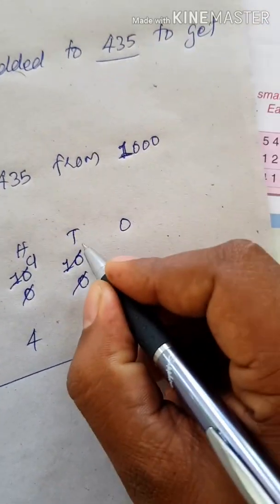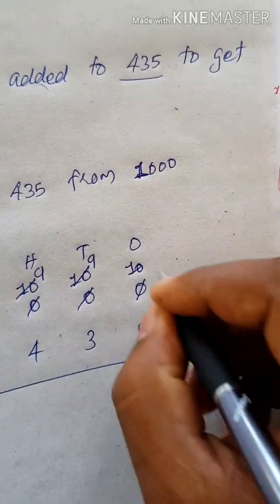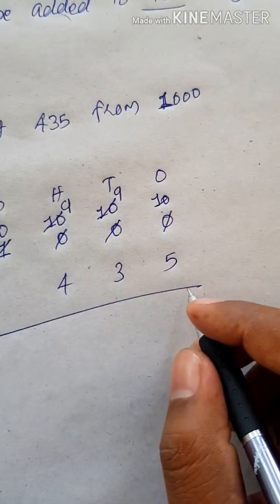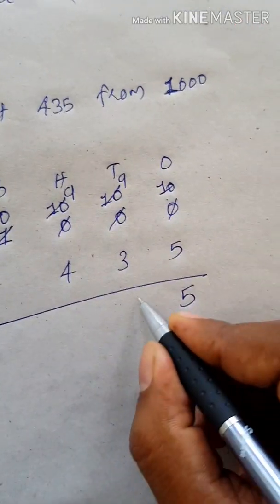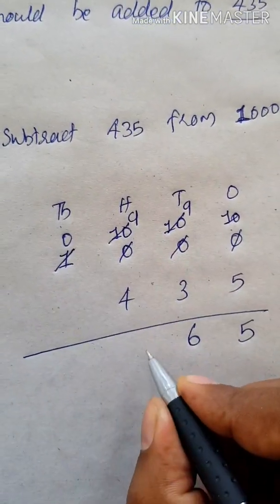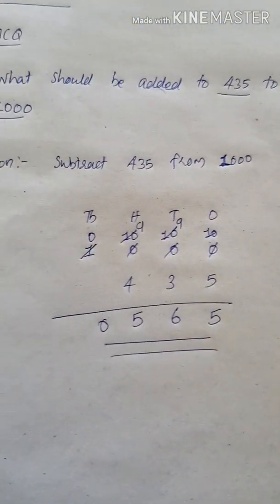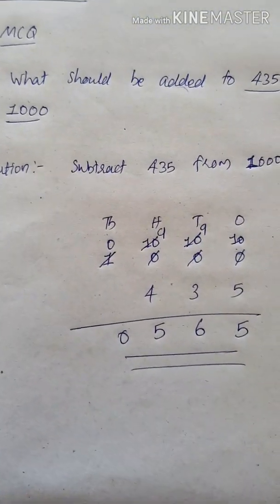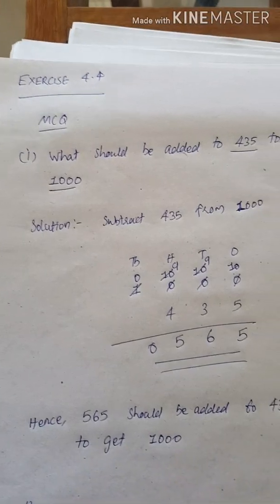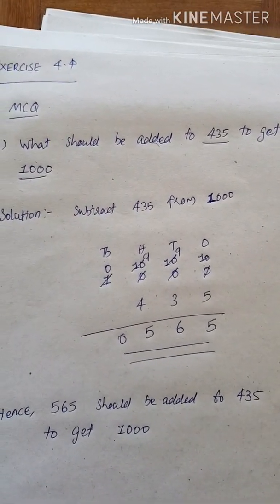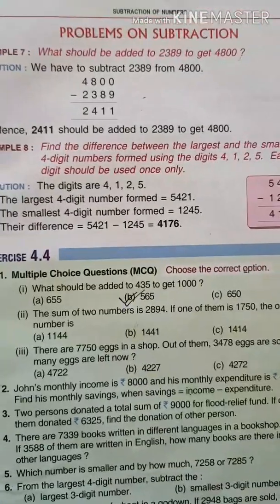Understood? Cut and take 1 from the tens column. Now this number is 10. 10 minus 5, what is 10 minus 5? It is 5. Next 9 minus 3, 6. 9 minus 4, 5. 0. We get the answer 565. So hence 565 should be added to 435 to get 1000. The answer is 565.